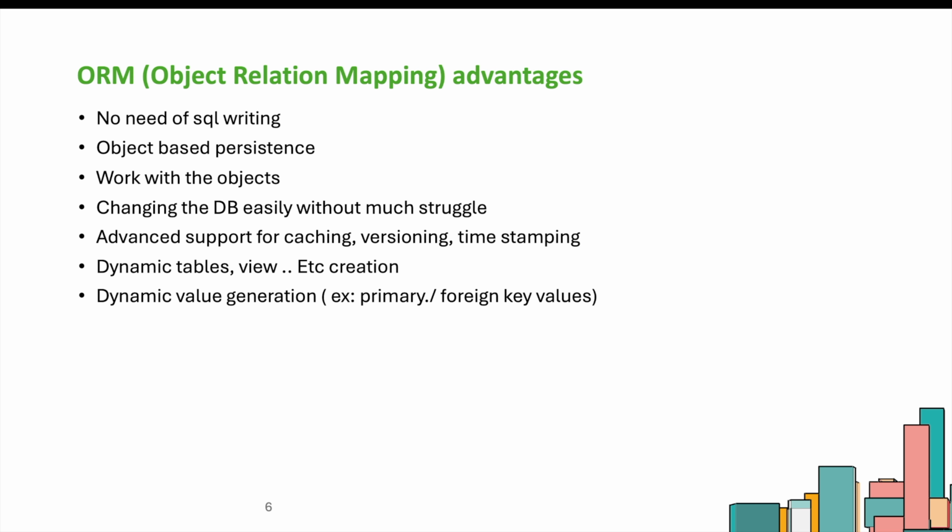We can use them through Spring Data JPA, and we can dynamically create those tables by using the ORM framework through Spring Data JPA. And we can generate primary key values, foreign key values, additional stuff. So these are all the usages of the ORM framework. We are going to use ORM on top of Spring Data JPA in our Java based applications.